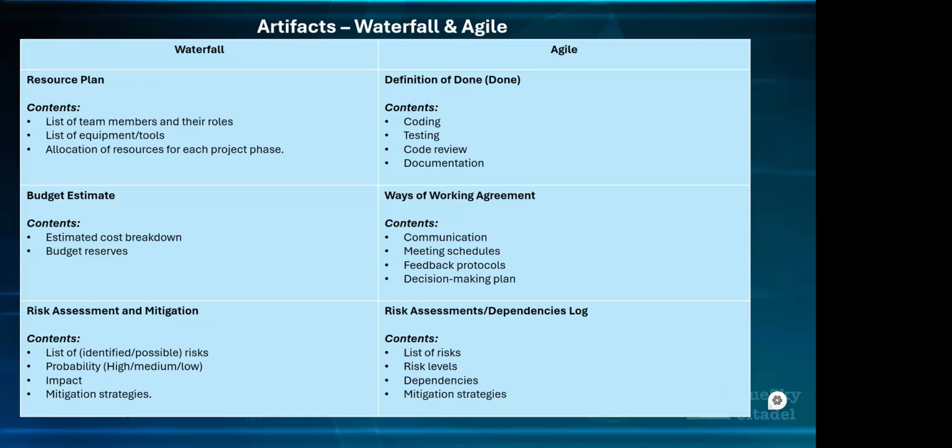Also, another artifact for Agile is the ways of working agreement. Okay, that one is very important. So the ways of working agreement, the purpose is to outline the team's shared understanding of their communication practices, their sprint duration, their collaboration norms.